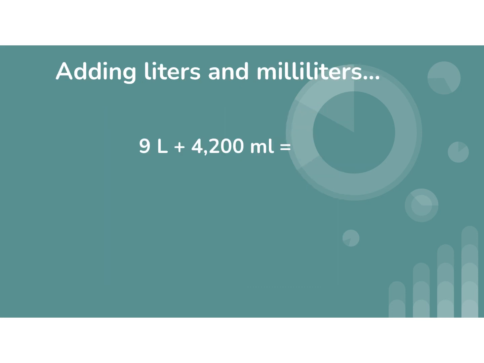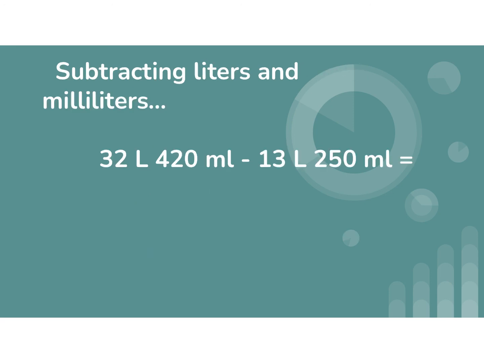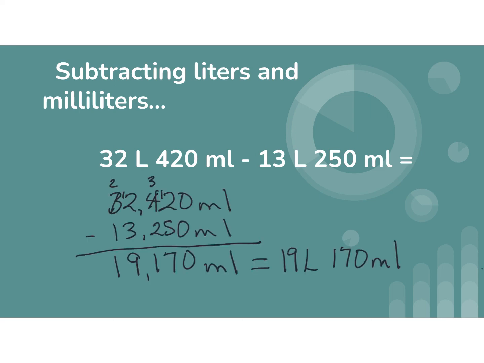Okay, we're going to add, and we're going to change everything to milliliters as we add this together. Okay, if we add those together, we get 13,200 milliliters, or 13 liters, 200 milliliters. Okay, so the last one we're going to do is subtract liters and milliliters, and we're going to change them all to milliliters and then subtract, and then convert them back to liters and milliliters. Okay, and when we do that, we get 19,170 milliliters. If we convert that back to liters, we have 19 liters, 170 milliliters.